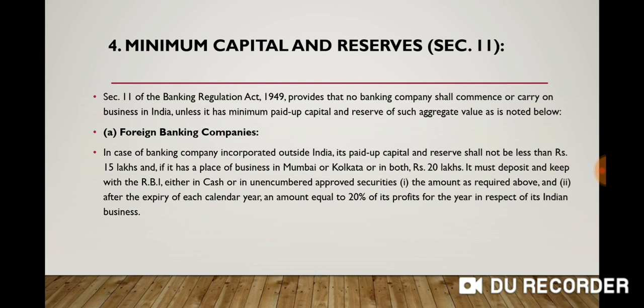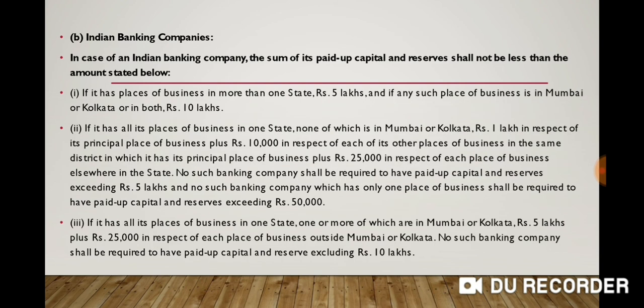It must deposit and keep with the RBI, either in cash or in unencumbered approved securities, the amount as required above, and second, after the expiry of each calendar year, an amount equal to 20% of its profits for the year in respect of its Indian business. Part B is Indian banking companies. In case of an Indian banking company, the sum of its paid up capital and reserve shall not be less than the amount stated below.